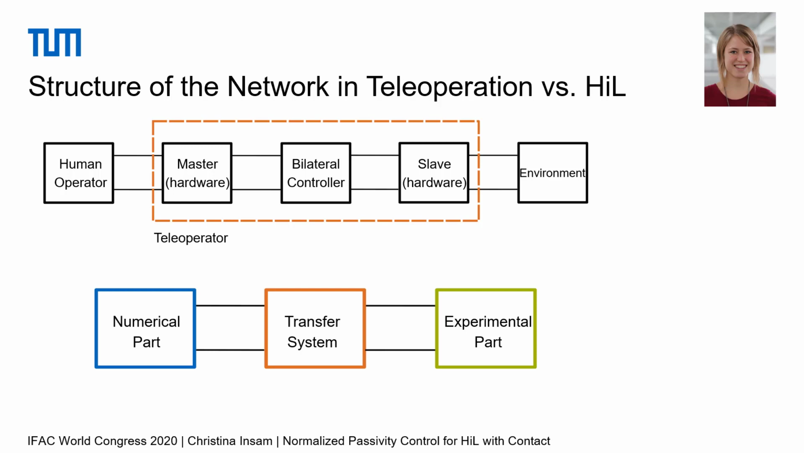We can compare the network structure of teleoperation systems with the hardware-in-the-loop network structure. And what researchers found out is that they are very comparable. The numerical part and the experimental part are mechanical structures that remain passive at all times. But due to time delay and dynamics, the transfer system can become active and make the coupling unstable. Since the structure is similar and passivity control proves successful in teleoperation, researchers implemented passivity control also for hardware-in-the-loop.